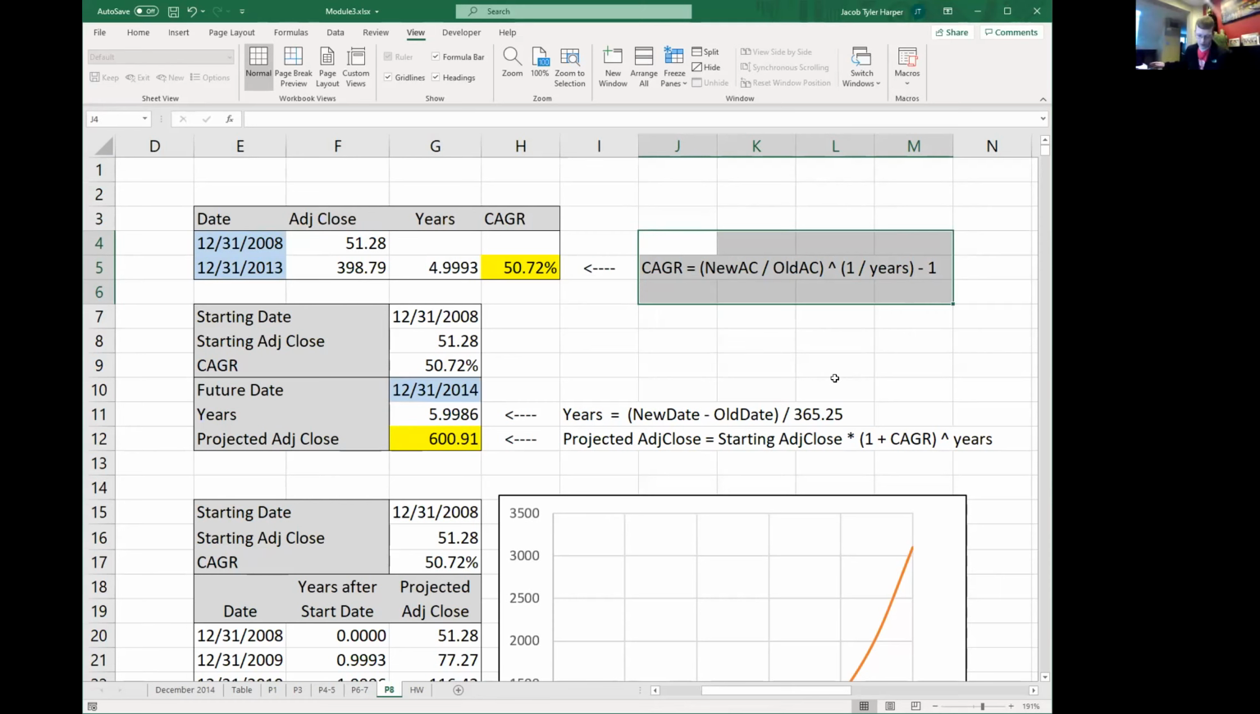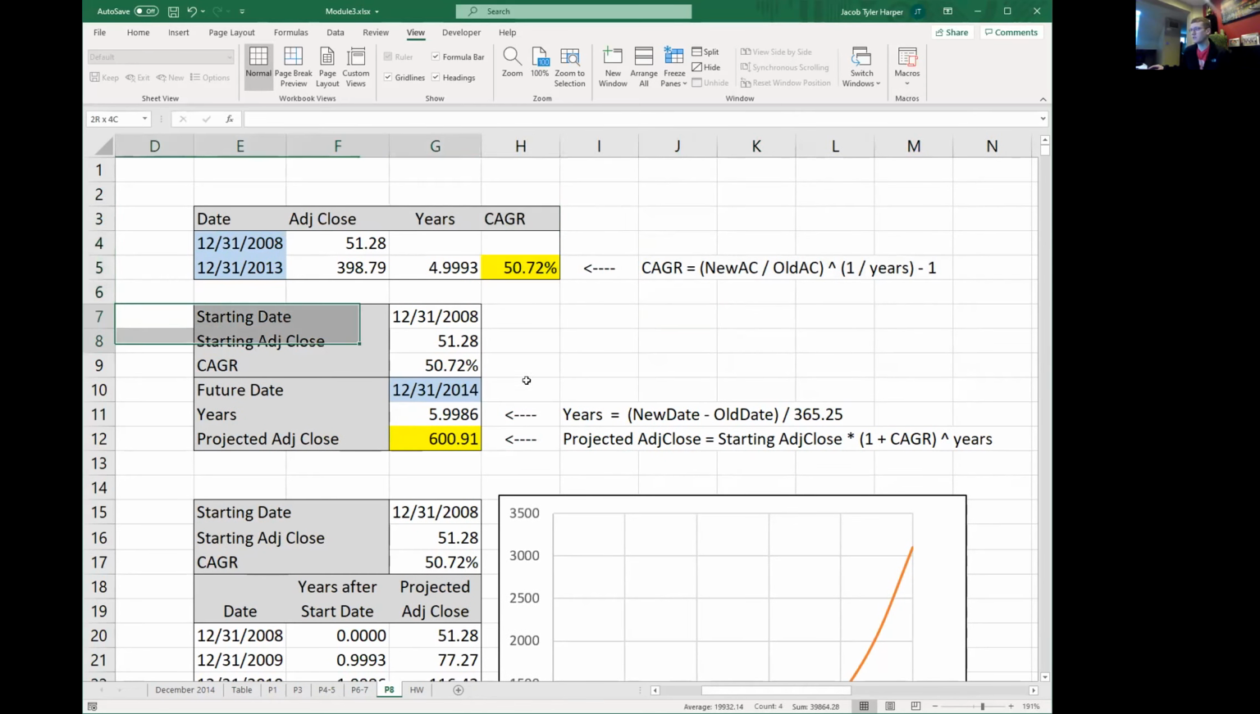That actually requires another new formula that we talked about last time. When you're computing years, you can actually just subtract these dates. That'll work fine. And then we convert it to years by using our conversion. Then there's another type of question where instead of solving for the CAGR, we're using the CAGR to project the adjusted close some point into the future.